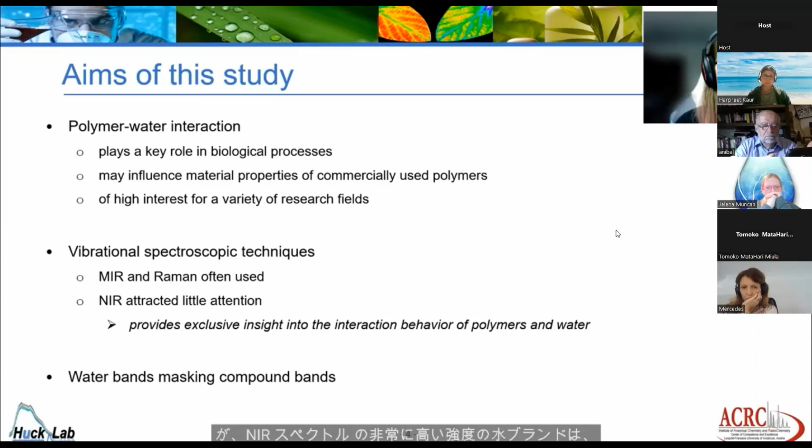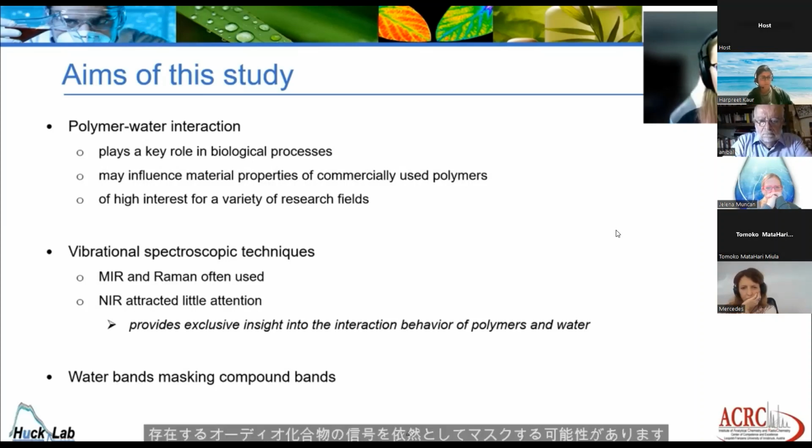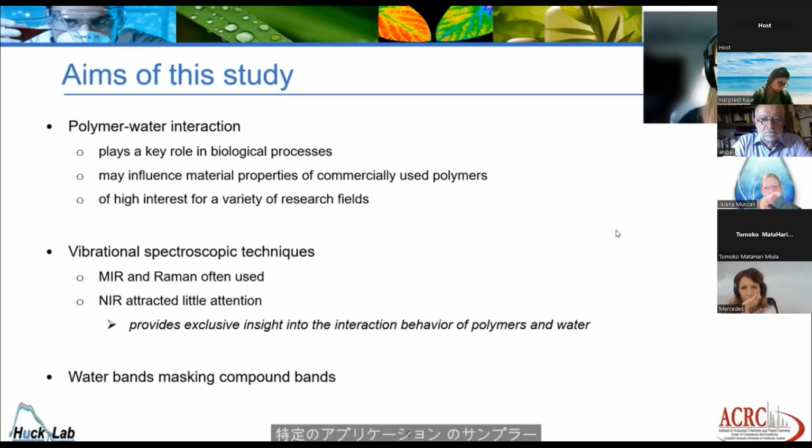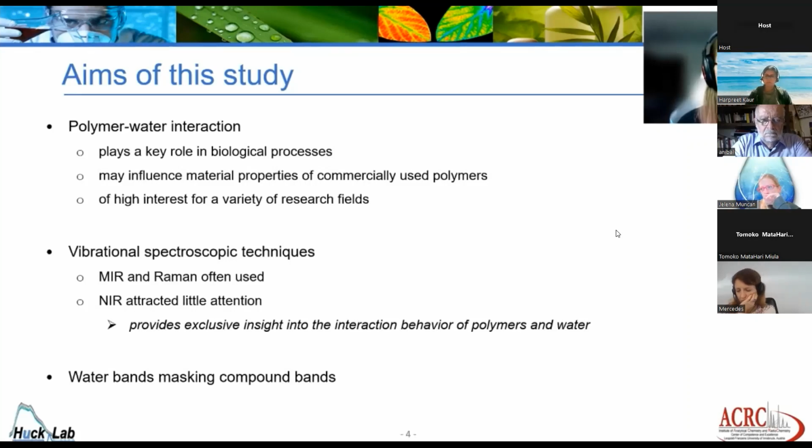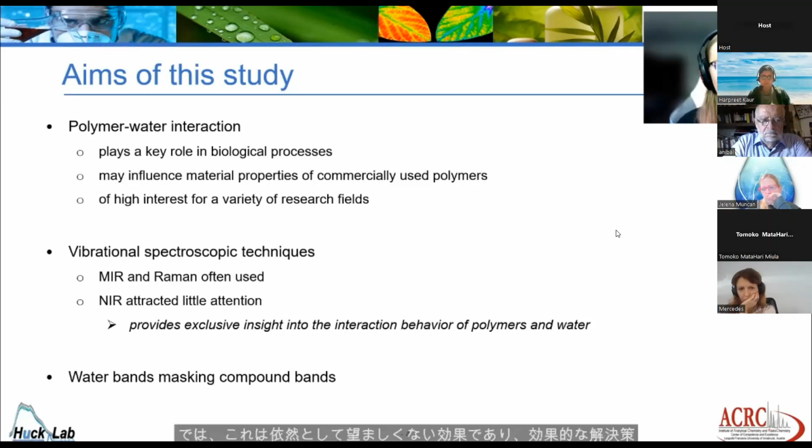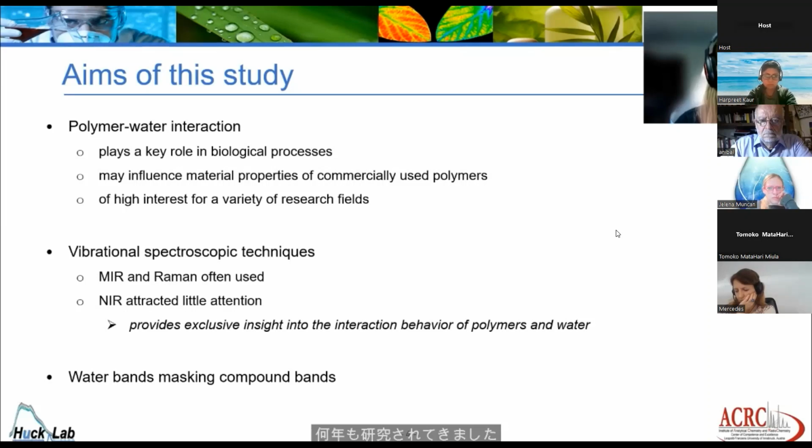The physical principles of NIR spectroscopy make it also very well suited for the analysis of aqueous systems in a practical sense. However, the very high intensity of water bands in NIR spectra can still mask the signal of other compounds present in the sample. In certain applications, this remains to be an unwanted effect, and effective solutions would be helpful. Even though the removal of water bands from vibrational spectra has been studied for years, there is still very little knowledge of universal application in this area.